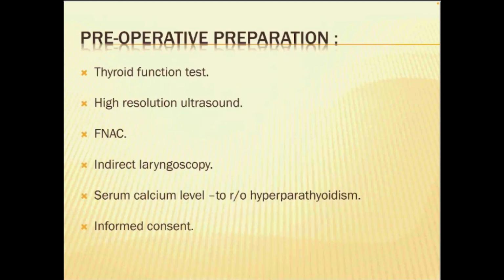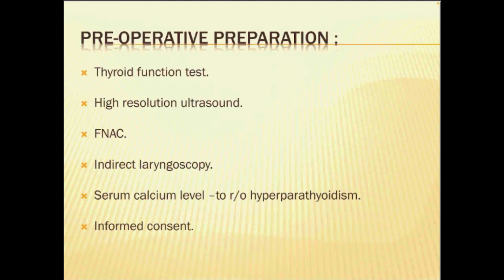So how do we prepare the patient? Preparation is important because before doing a surgery, we should do certain things to have a good outcome. Initially we go for a thyroid function test. Surgery should be performed only if the patient is in a euthyroid state. If you perform a thyroidectomy on a person in thyrotoxicosis or in hypothyroidism, then the patient can land up with thyroid storm.